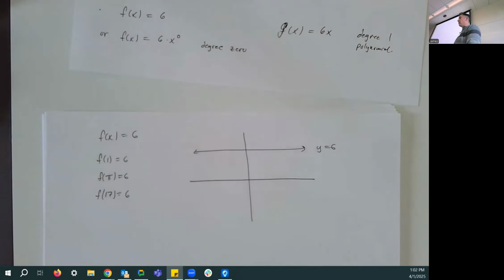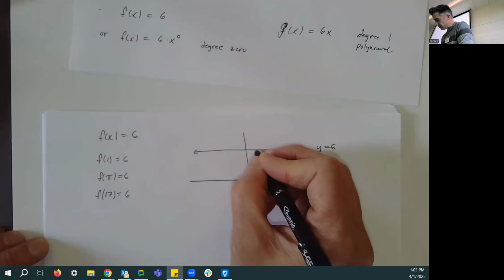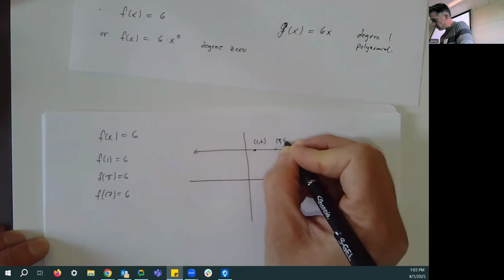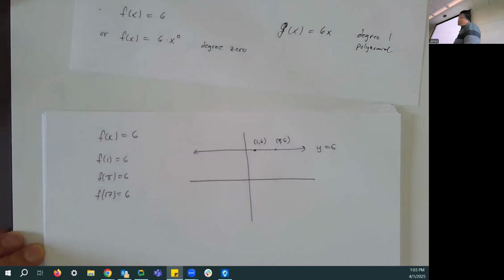And x can be anything. It could be 1 or pi or 17, which is way over there. Every y value is 6. Every x value gets accounted for. Right? x can be anything. y gets to be 6.